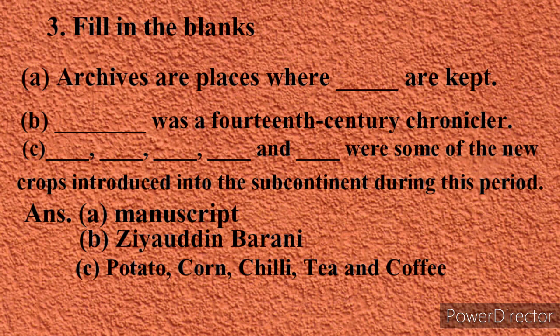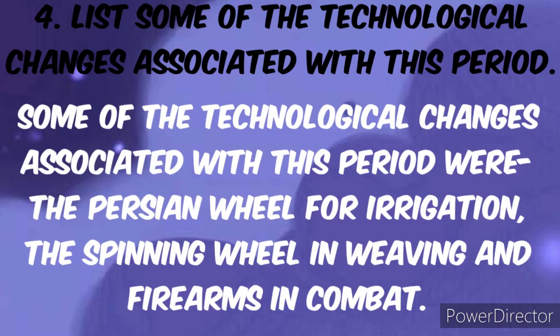Question 3. Fill in the blanks. A. Archives are places where dash are kept. Answer. Manuscripts. B. Dash was a 14th century chronicler. Answer. Ziauddin Barani. C. Dash, dash, dash, dash and dash were some of the new crops introduced into the dash during this period. Answer. Potatoes, corn, chilies, tea and coffee were some of the new crops introduced into the subcontinent during this period.